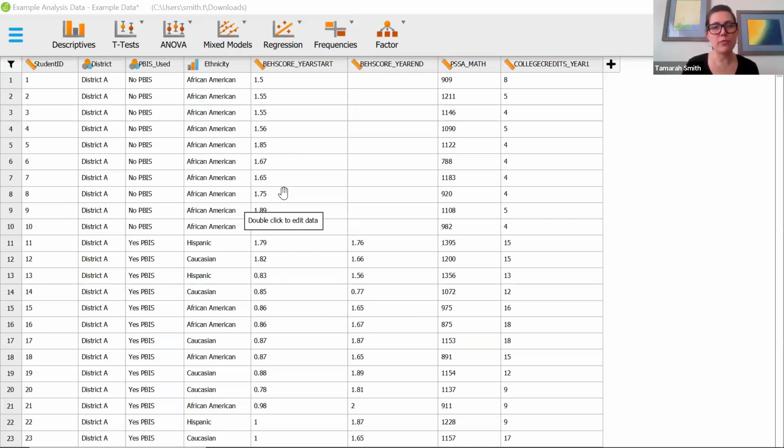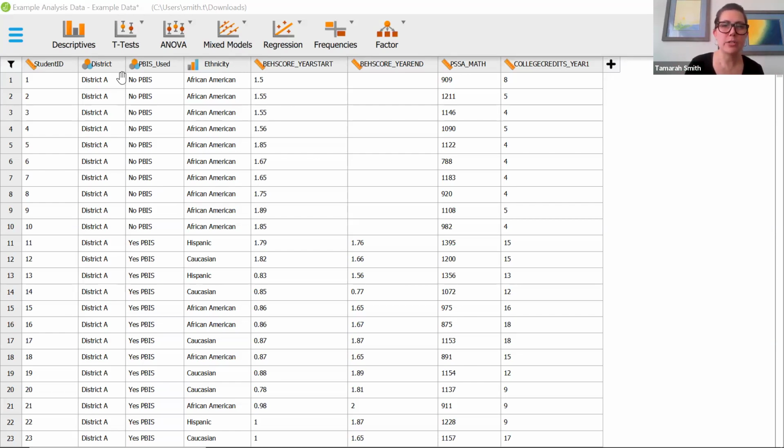So what's happening for these kiddos at the beginning of the year, and for some of them, we also have that data at the end of the year. The behavioral scores tend to range from 0 to 2 in this data set, and higher scores are better than lower scores. Great. So let's look at some t-tests.